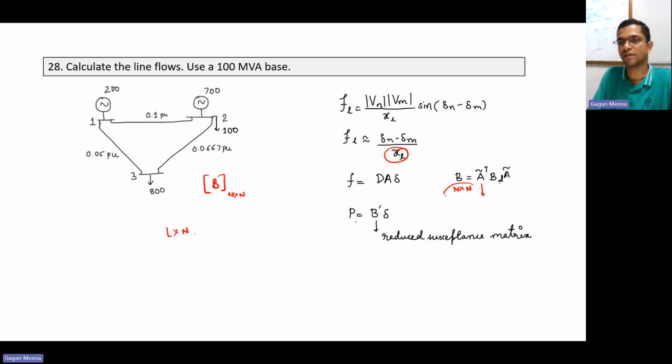We want n cross n. So this is L cross L BD, the diagonal of 1 by XL. We want n cross n. Here we want n cross L. This should be A transpose, right? And here we want L cross n. This should be A. Simply we can write A transpose into BD into A.